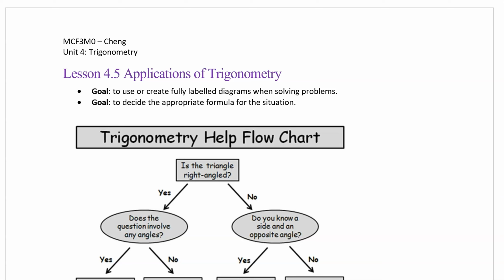All right, everybody, it's Mr. Chang again, back at you with the very last lesson in trigonometry. This one's called Applications of Trigonometry. Really all it is, is trying to handle some of the tougher questions, word problems and such.